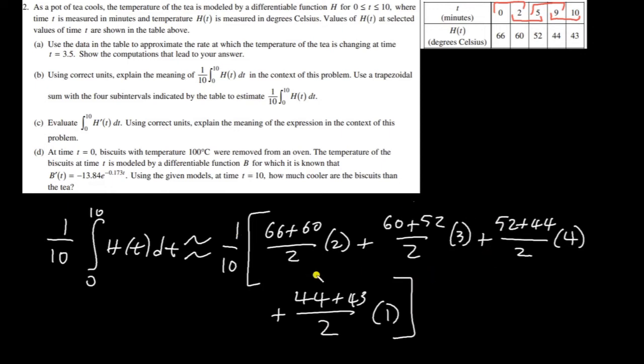So if you put this whole thing in your calculator, you are going to get 52.95, and that is the value of the integral here, and that is the value of the average temperature of the tea in degrees Celsius between t equals 0 and t equals 10. So in the first 10 minutes, this is the average value of the temperature of the tea. Units.